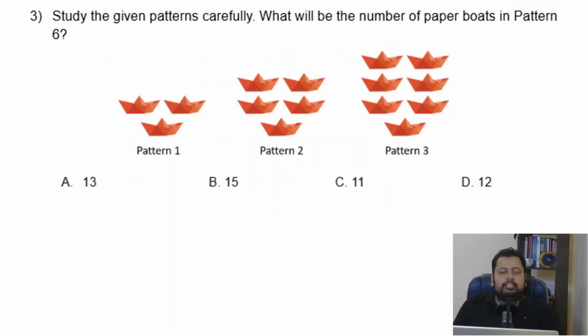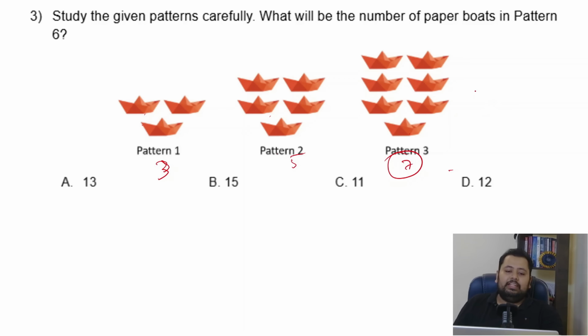Study the given patterns carefully. What will be the number of paper boats in pattern number 6? Right? So in pattern number 1, there are 3 paper boats. In pattern number 2, there are 5. Pattern number 3, there are 7. So what will be pattern number 6 is what you have to find out. So pause the video, solve it first, and then look at the solution.